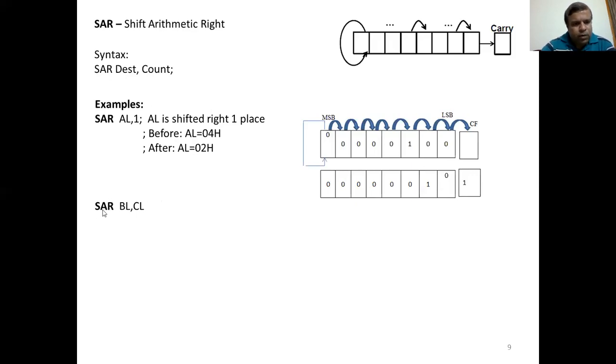Some more examples: SAR BL comma CL. If the shift count is greater than 1, then you must load the CL register with the shift count, and you can place this CL register in the count position.